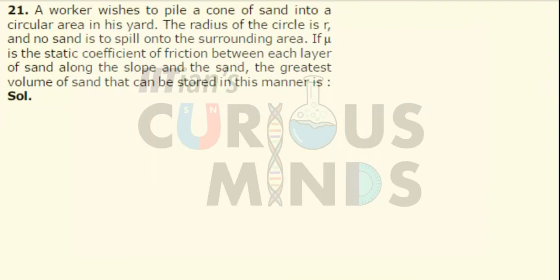A worker wishes to pile a cone of sand into a circular area in his yard. The radius of the circle is r and no sand is to be spilled to the surroundings. If mu is the coefficient of static friction, we have to calculate the maximum volume till which the sand can be piled.